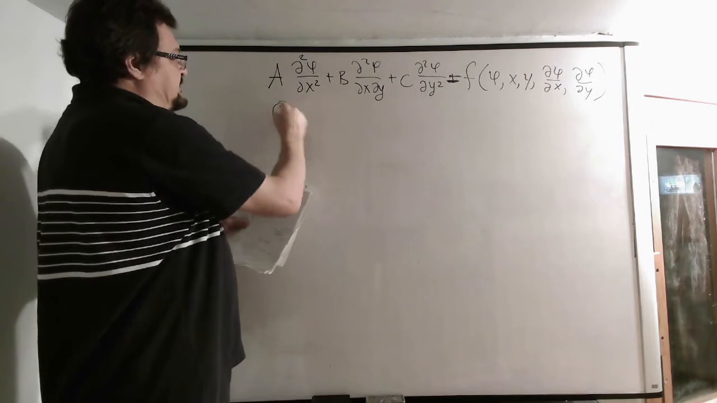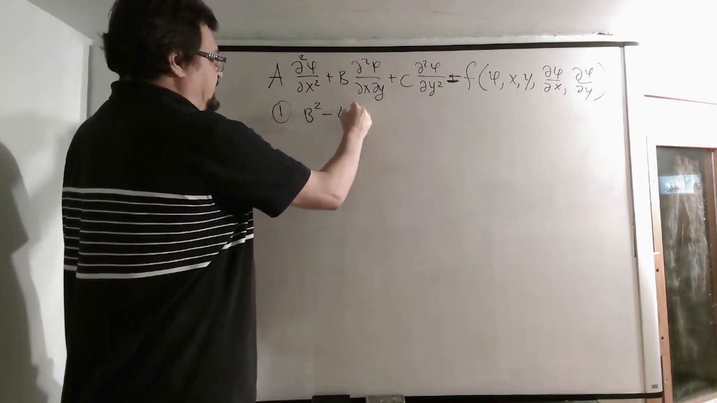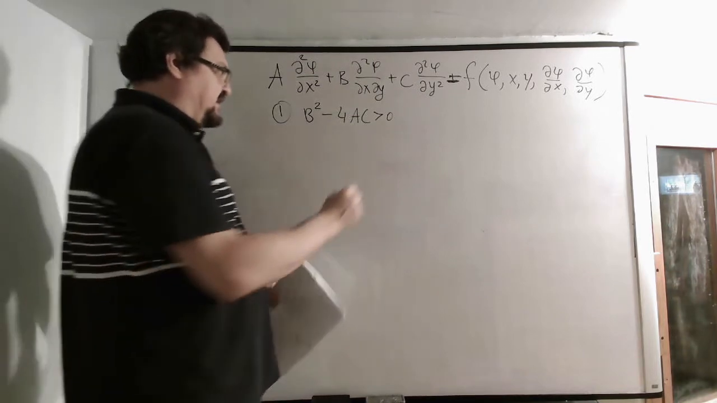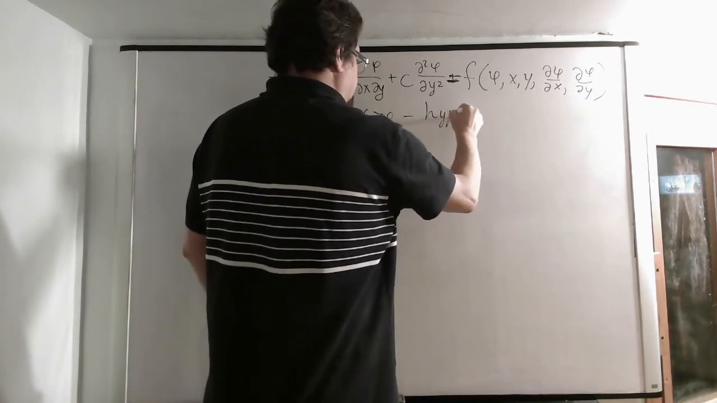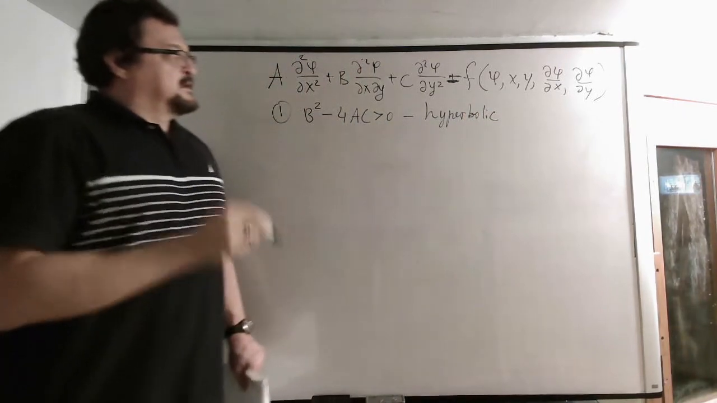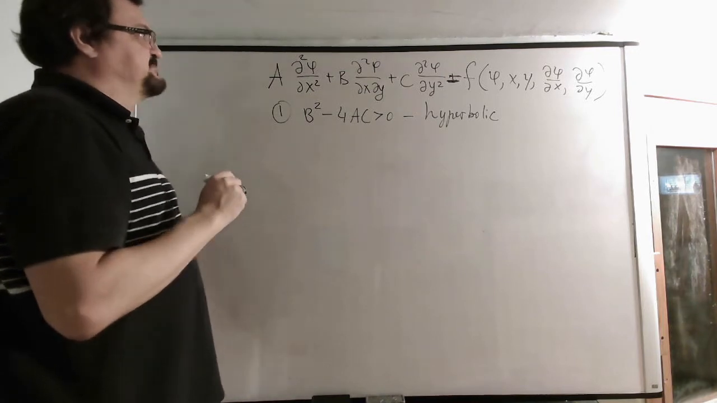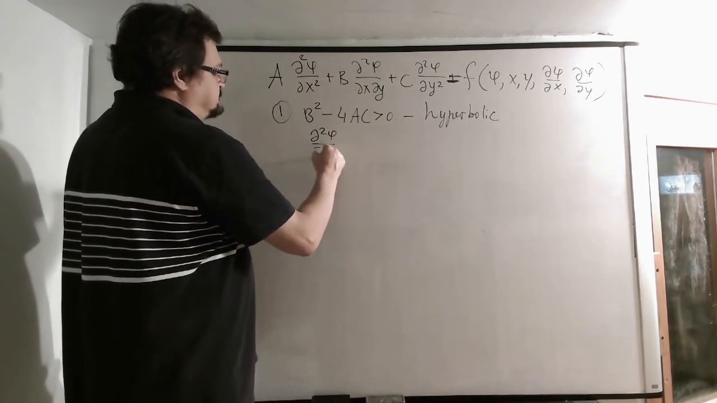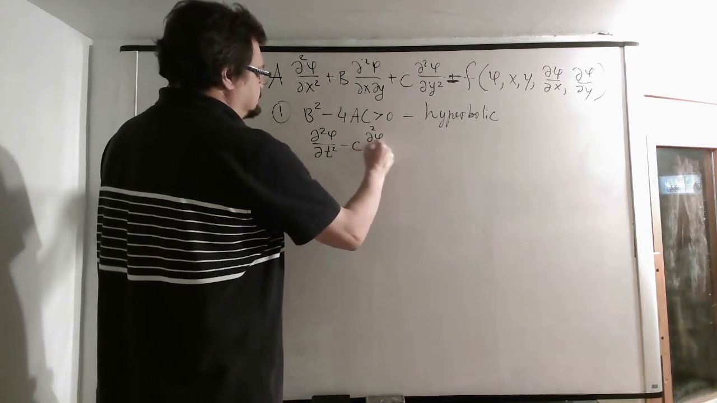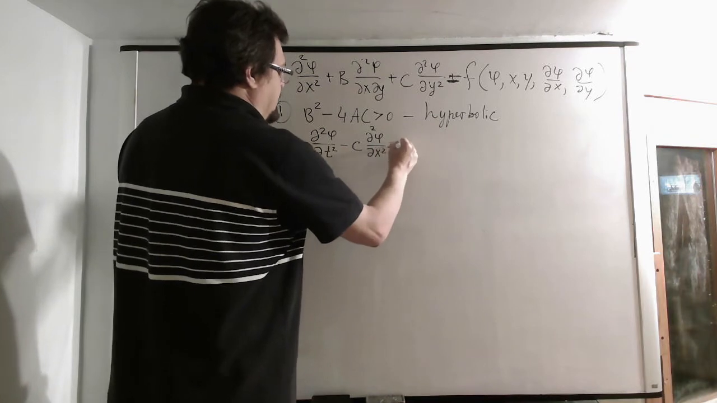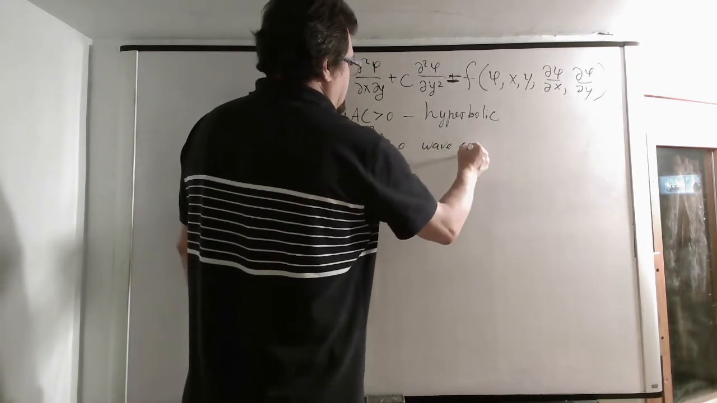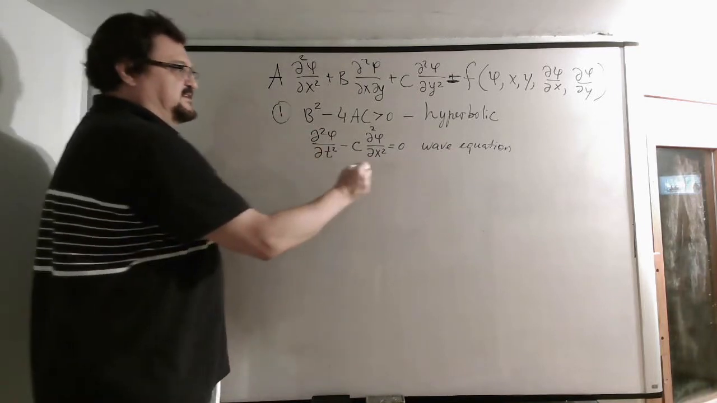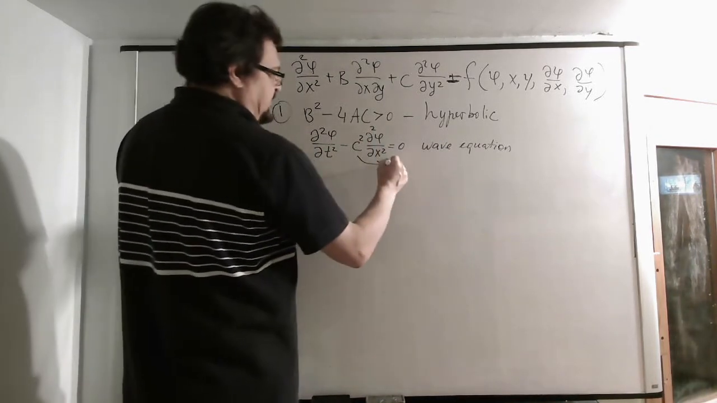In the first case, when b squared minus 4ac is greater than 0, the equation is called hyperbolic. An example of that is the wave equation. This equation describes the propagation of a signal with velocity c. Here it should be c squared. c is velocity.